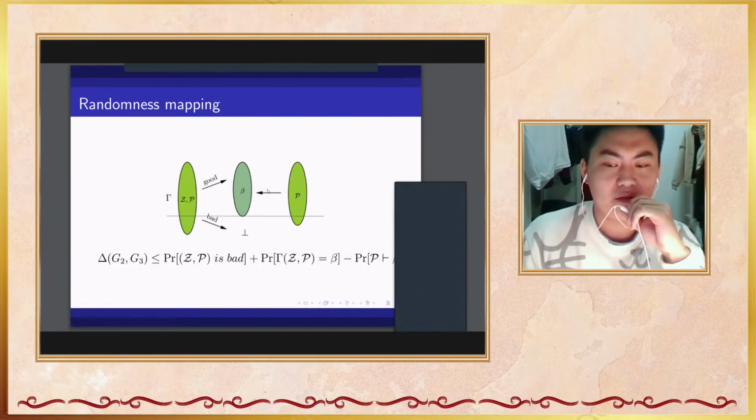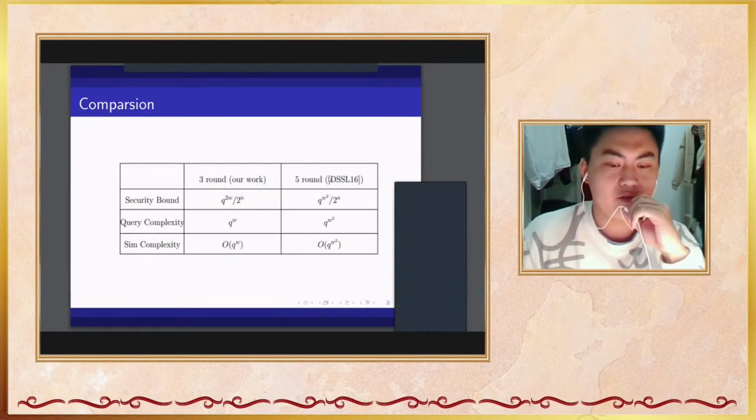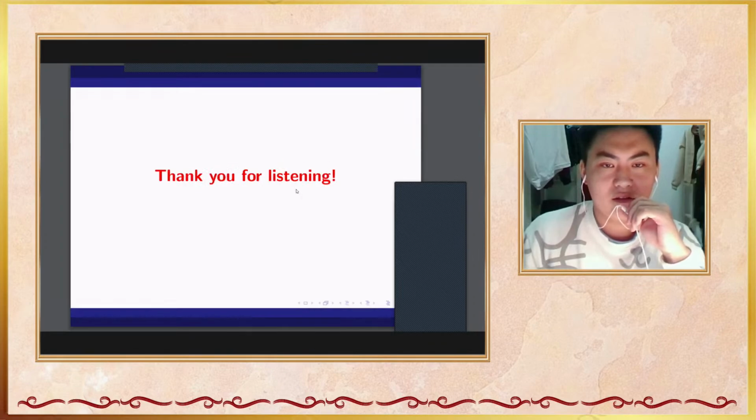So we can use beta to find out the distance between the intermediate system and the real world. Thereby, we can find out the distance between the real world and the ideal world. So this is a summary of our work compared to the previous work. It shows the security bound, query complexity, and the same complexity for our work and the previous work. Thank you for listening.